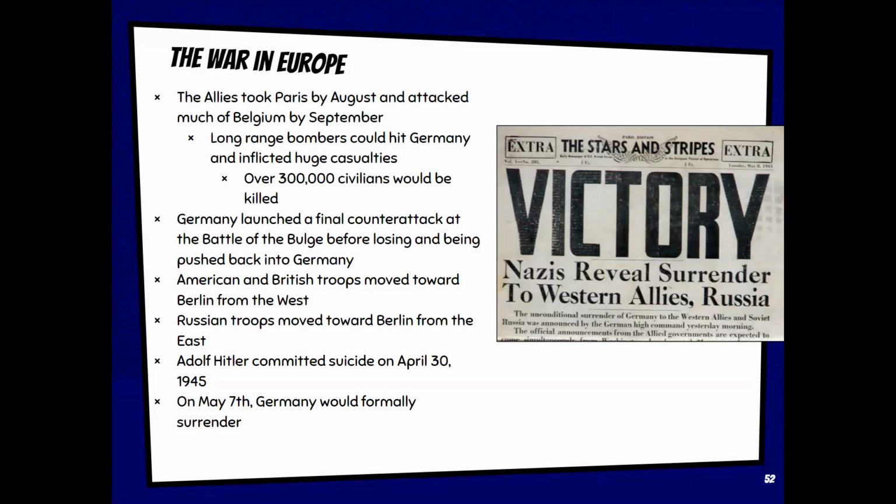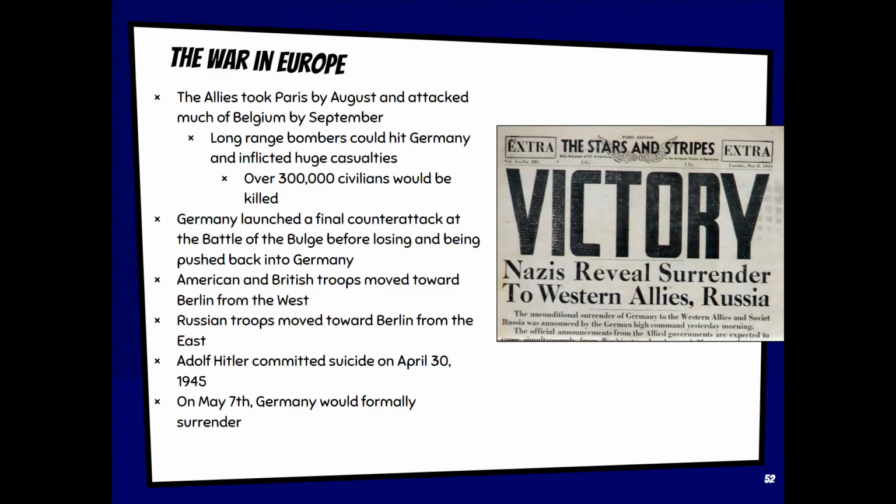Just a couple months later, America was able to expand enough to take over Paris. Then next month, they go north into Belgium. They do lose an important battle in Operation Market Garden. But by this time, our long-range bombers can hit Germany, and so we are inflicting very heavy civilian casualties through these bombing runs. Over 300,000 civilians would be killed.